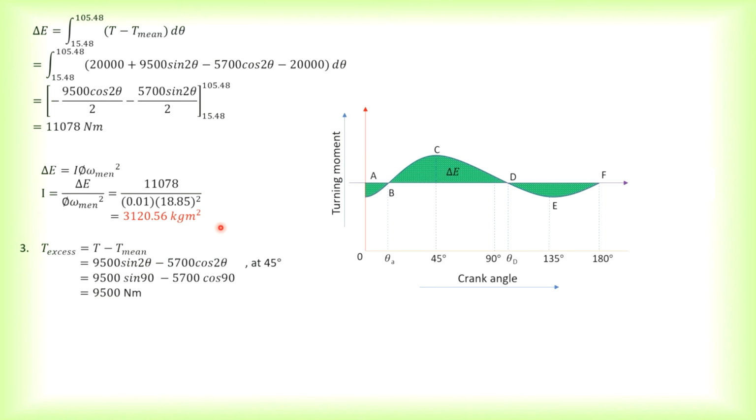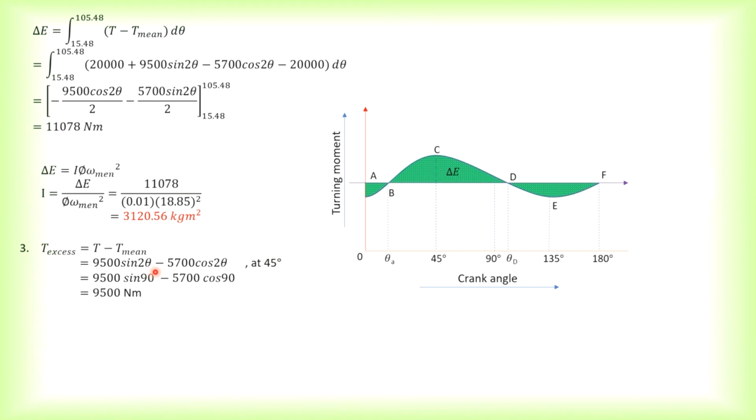Then the next thing is they ask us to find the angular acceleration. So according to Newton's second law, you must find T net and equate it to I alpha in order to find out the alpha, that is the angular acceleration. T net means T excess. So you take your equation, T minus T mean, the same thing as what you have got here, these two. That is 9,500 sine 2 theta minus 5,700 cos 2 theta at 45 degrees. So what you need to do is substitute 45 here, 45 here.